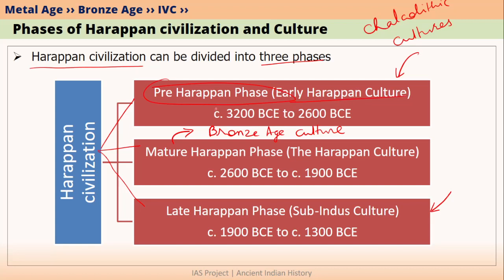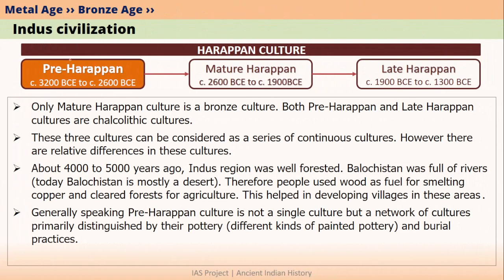If we look at the timeline of early Harappan culture, it started somewhere around 3200 BCE and it lasted up to 2600 BCE. And we can see here that 2600 BCE is nothing but the start of mature Harappan phase. So pre-Harappan phase was simply the kind of Harappan culture that was existing before the start of mature Harappan phase. That is, before the start of Bronze Age culture of Harappa. So if we talk about pre-Harappan phase, it is basically a Chalcolithic culture. Chalcolithic means both copper as well as stone tools were being used during the pre-Harappan phase of Indus Civilization.